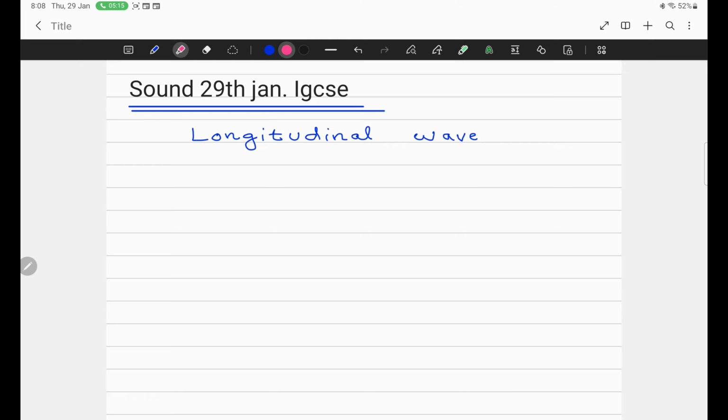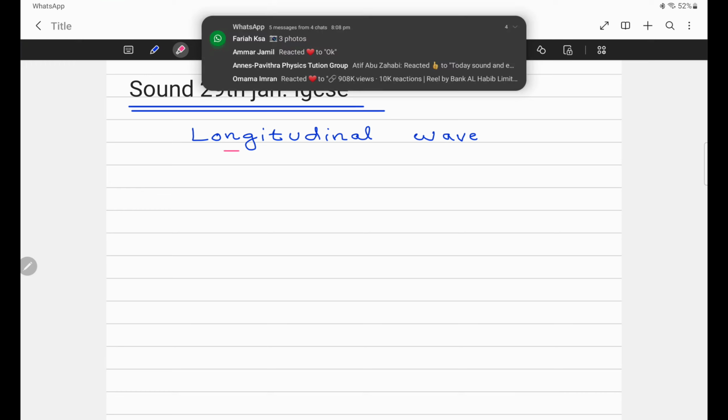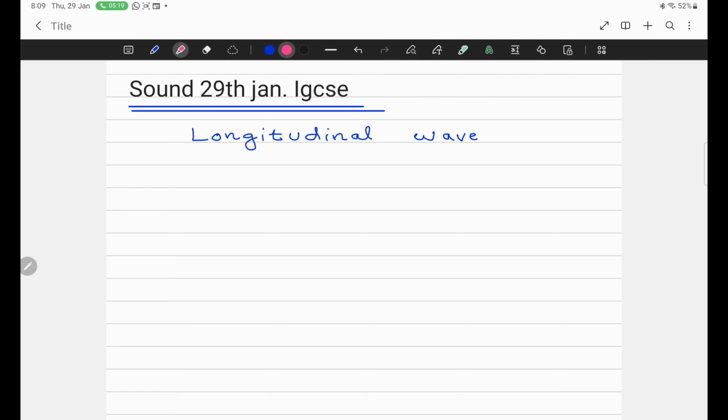The topic is longitudinal wave today. Sir, what is longitudinal wave? I am explaining. Longitudinal wave is explained as follows: consider these are air particles.